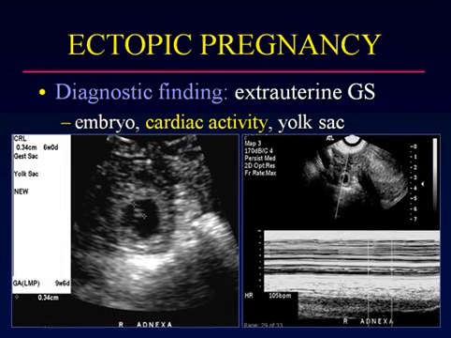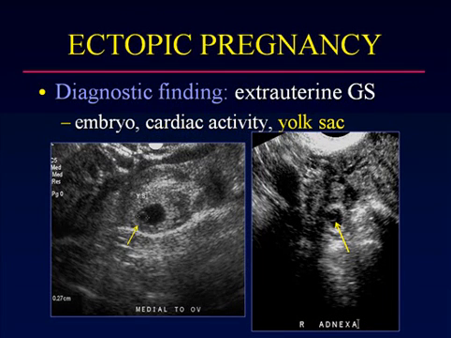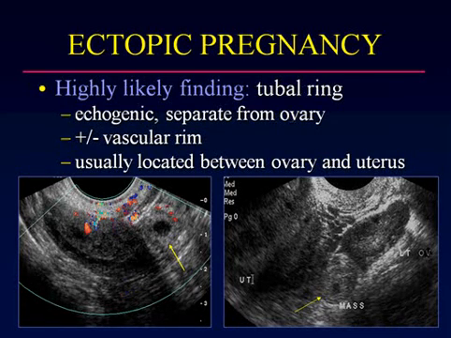Occasionally you can see cardiac activity. Here it's measured with the M mode, and you can see that there's a heart rate of 105 beats per minute. And you may not see the embryo, you may only see the yolk sac. But if you see an echogenic ring-like structure with a yolk sac within it, cardiac activity, or an embryo, you have 100% positive predictive value that you are looking at an ectopic pregnancy.